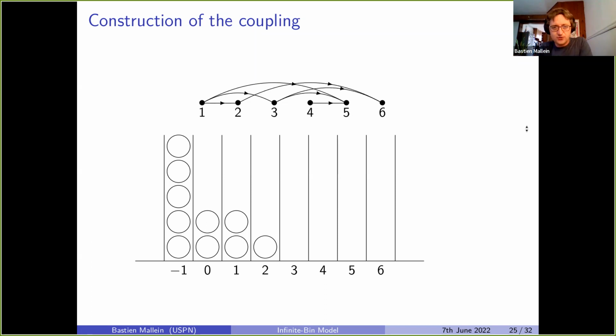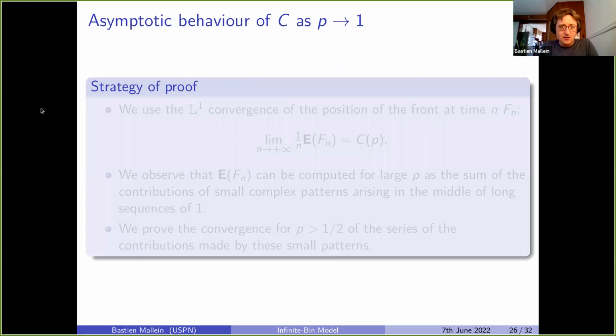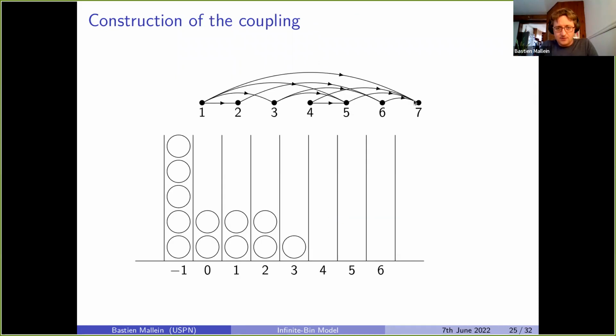And you can continue the description. For example, vertex 7 is connected to vertex 6, which has a path of length 2 ending at it. So it has a length at least 3, and in fact it has length exactly equal to 3. So that's where this coupling between the infinite bin model and the Barak-Erdos graph comes from.